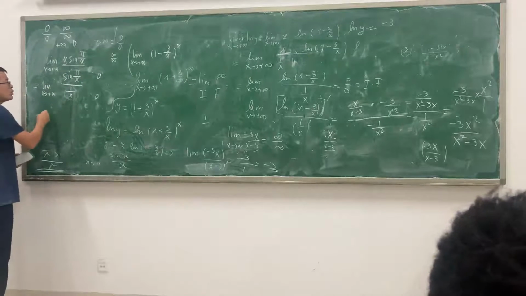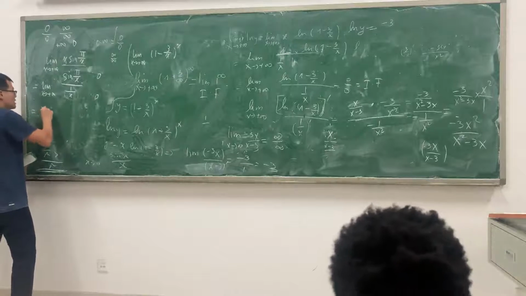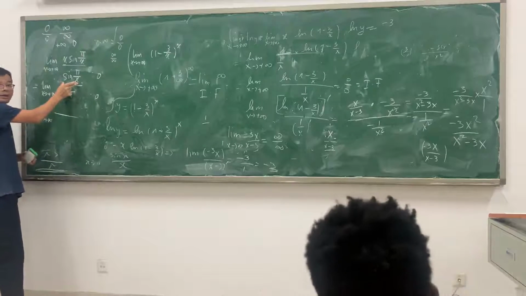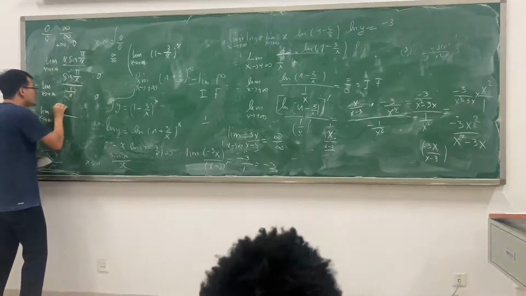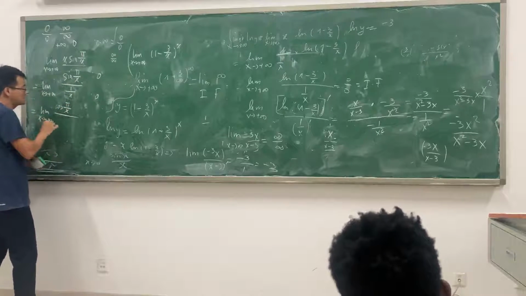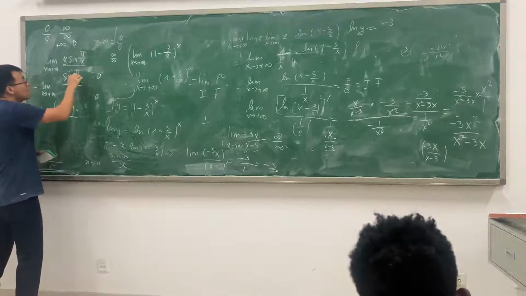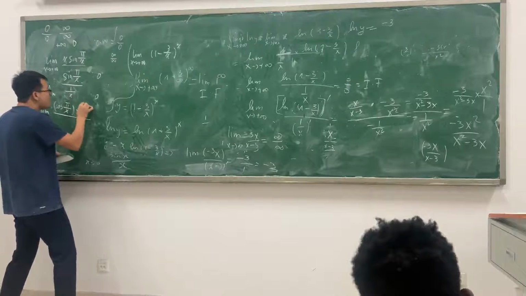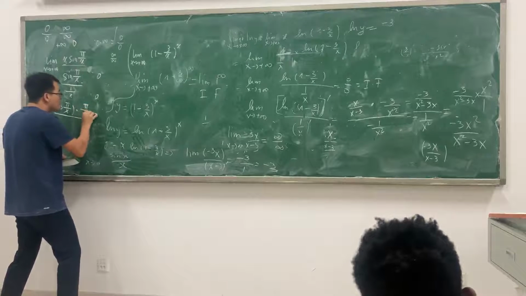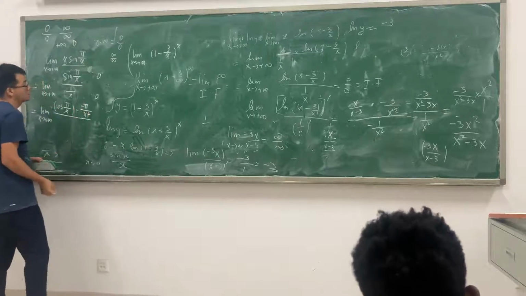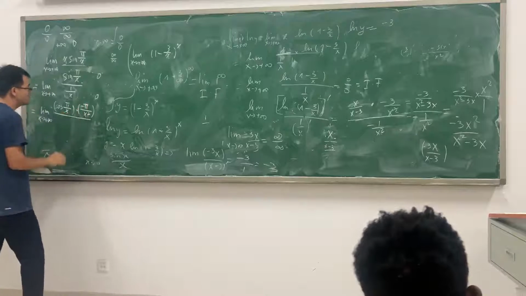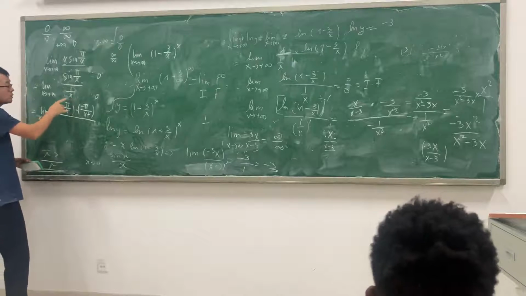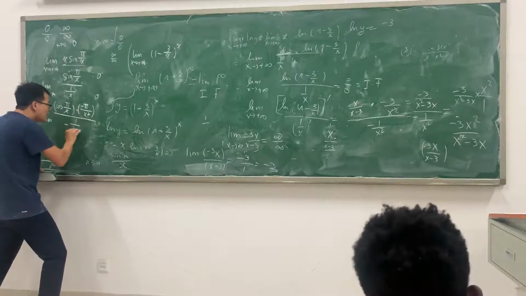So this one equals the limit as x approaches plus infinity, with the numerator derivative: cosine of pi by x times the derivative of pi by x, which is minus pi by x squared. Divided by the denominator derivative, which is minus 1 by x squared.